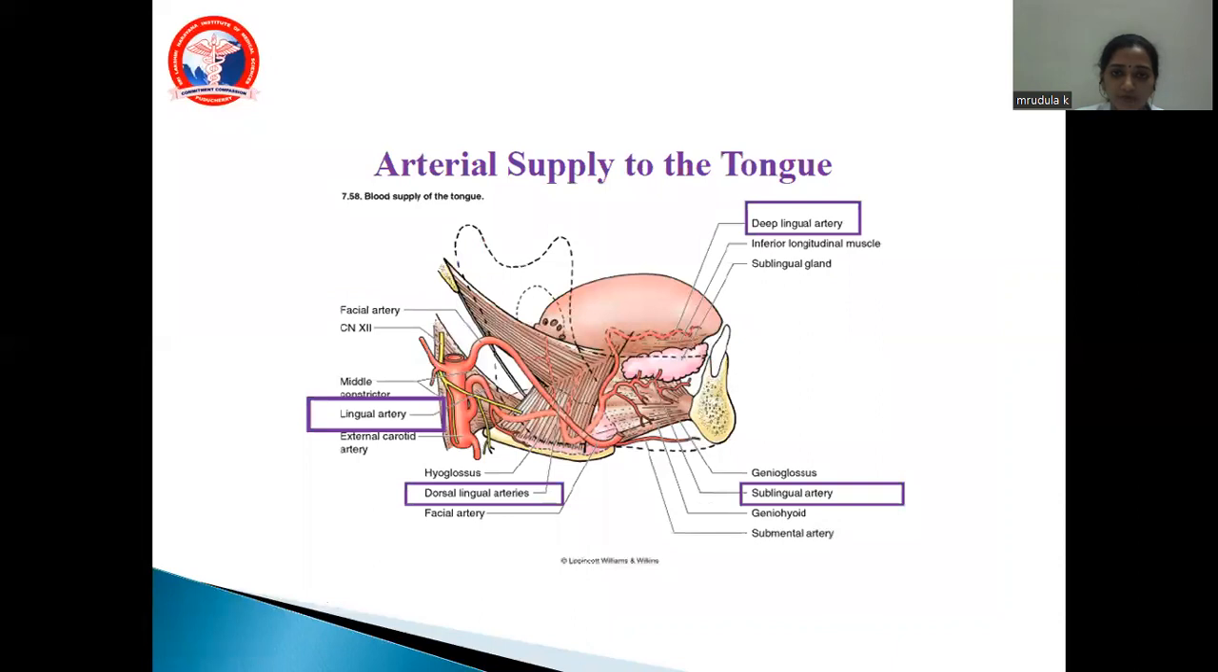Okay. The same picture, where it's showing the lingual artery, and this is the deep lingual artery. The branches to this are the sublingual branches, and these are the dorsal lingual arteries.